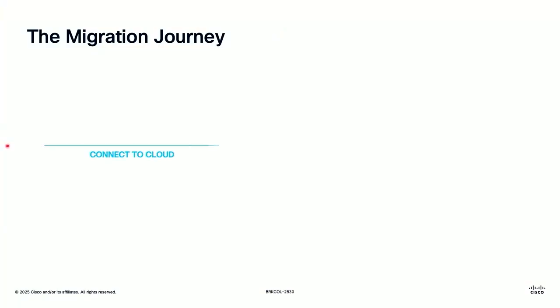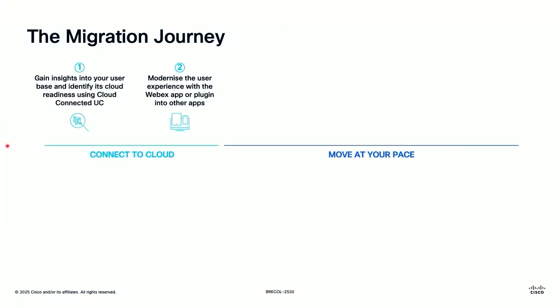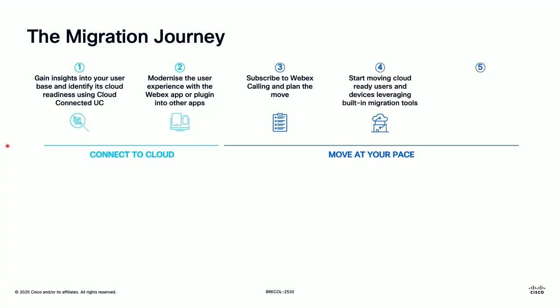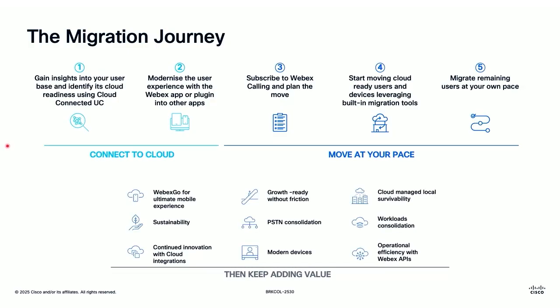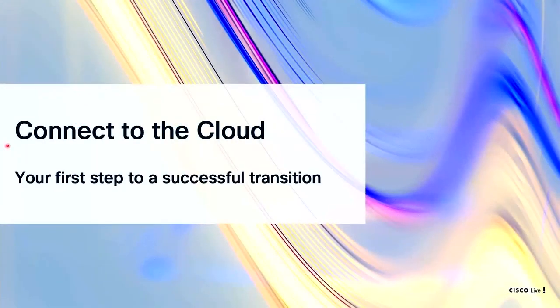The migration journey. How do we get this going? There are these phases that I mentioned: connect to the cloud, move at your own pace, and we will go through these phases in a second and look at all the steps that are involved there. The first phase is connect to the cloud. We want to go to the cloud, so connecting the existing on-premises system with the cloud should be the first step for any successful transition.